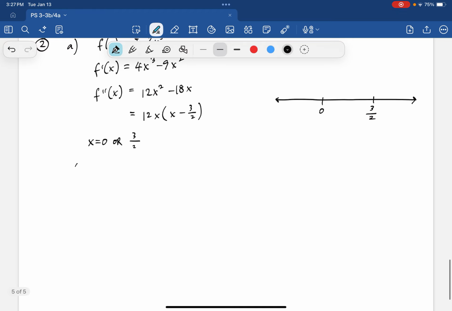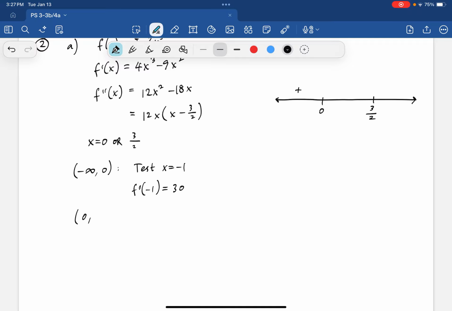And so for negative infinity to 0, we'll test x equals negative 1. That's going to make the second derivative equal to 30. And so that means it's concave upward. So we have a plus here.